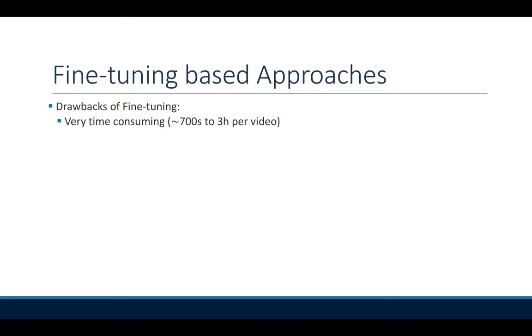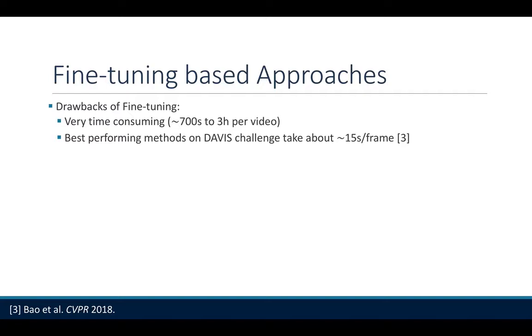But there is a very big drawback of these fine tuning based approaches: they are very slow. Thus, they are not useful for fast and online segmentation, which is a necessity in robots and autonomous agents, including autonomous cars. Some of the most accurate methods thus take about 15 seconds per frame because they use fine tuning.